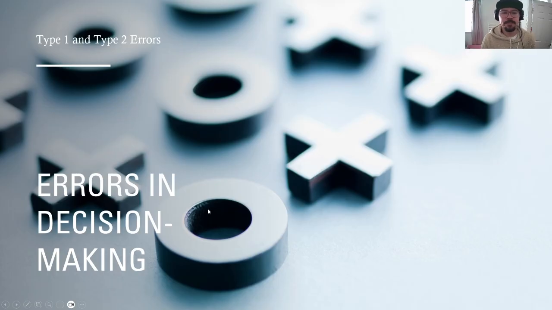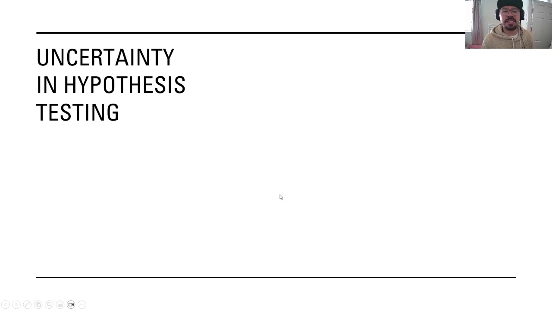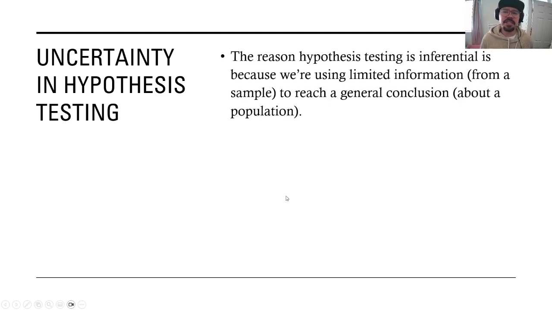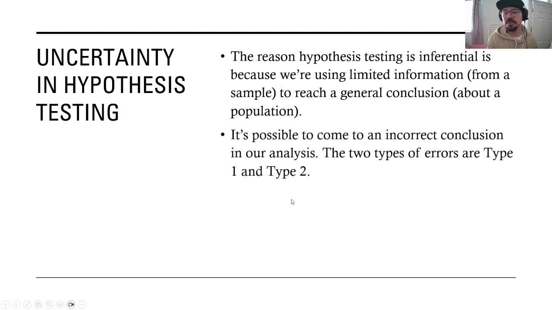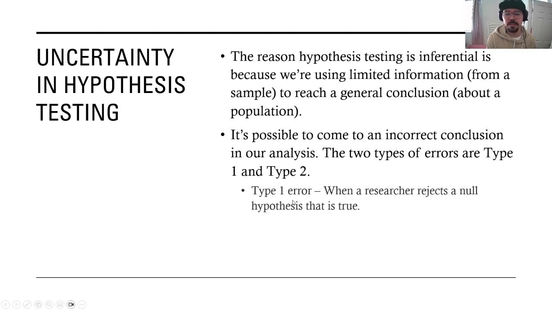Okay, so type 1 and type 2 errors. Errors in decision making, effectively. So uncertainty in hypothesis testing. The reason hypothesis testing is inferential is because we're using limited information, because we're drawing a sample to reach a general conclusion about a larger population. It's possible to come to an incorrect conclusion in our analysis. These 2 types of error are type 1 and type 2 error. Type 1 error occurs when a researcher rejects a null hypothesis that is true.